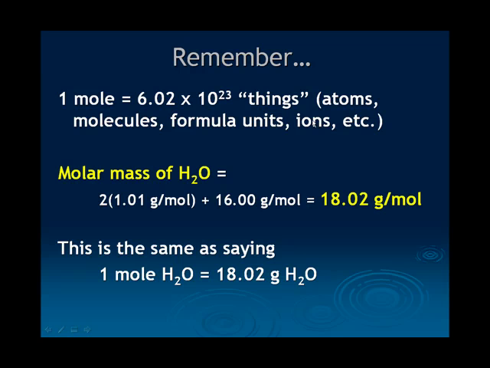The molar mass of water, just to do a little sample calculation here: you've got 2 hydrogens, so you do 2 times 1.01 grams per mole. You have 1 oxygen at 16.00 grams per mole, and you add those together and you get the molar mass of water, which is 18.02 grams per mole. This is exactly the same as saying 1 mole of H2O has a mass of 18.02 grams.